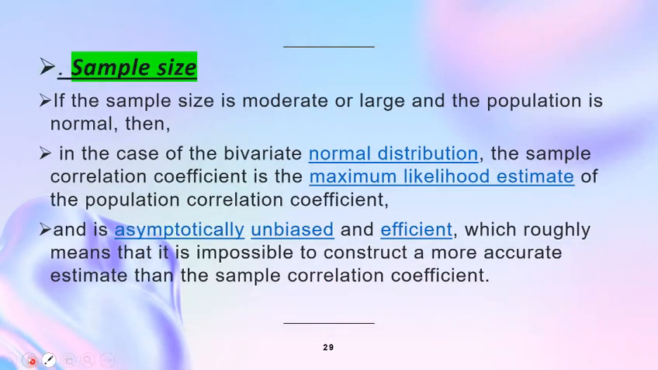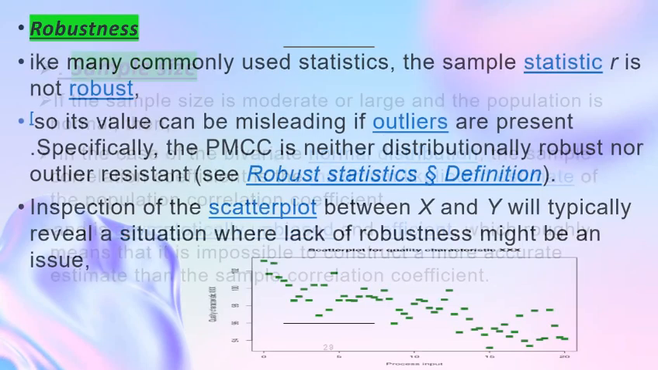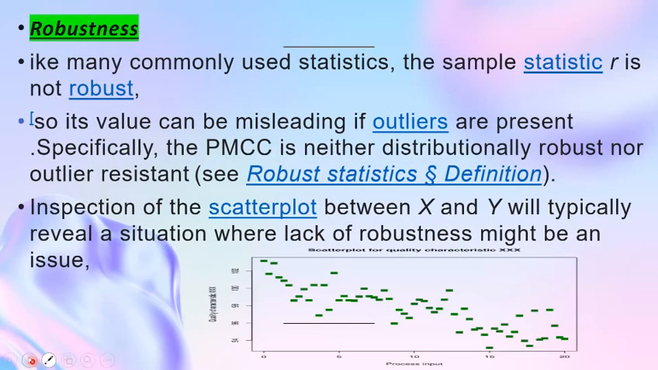If the sample size is moderate or large and the population is normal, then in the case of a bivariate normal distribution, the sample correlation coefficient is the maximum likelihood estimate of the population correlation coefficient. It is asymptotically unbiased and efficient, which roughly means that it is impossible to construct a more accurate estimate than the sample correlation coefficient. So how are we going to look at the robustness of the results? Most commonly used sample statistics are not that robust, so its value can be misleading if outliers are present. Specifically, PMCC is neither distributionally robust nor outlier resistant.